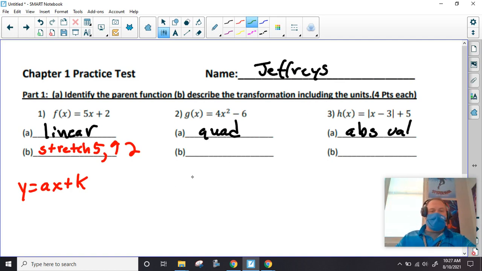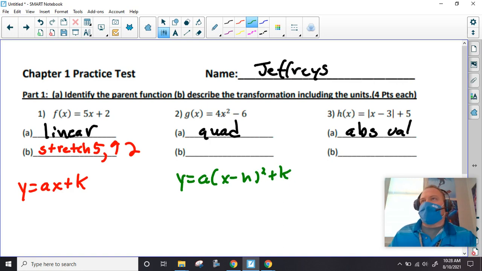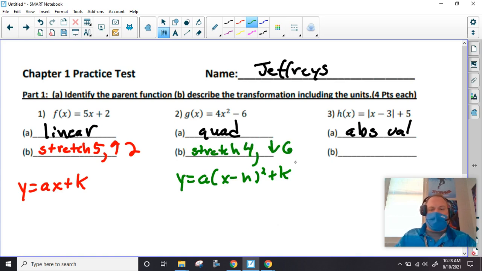Okay, your quadratic. Remember, this is what that formula looks like. All right. Luckily, we don't have an H right here because H is the one that's really confusing. You might need to know that for another question. Okay, so this has an A. 4 is greater than 1. So we have a stretch of 4. And this goes down 6.